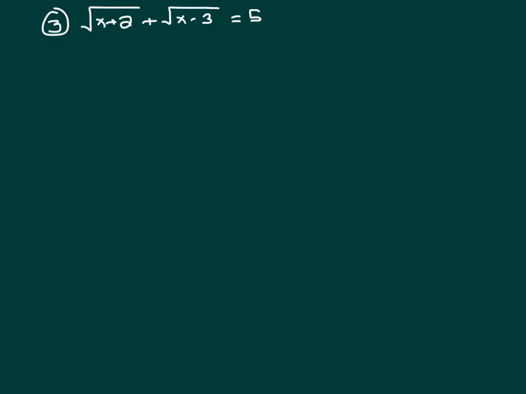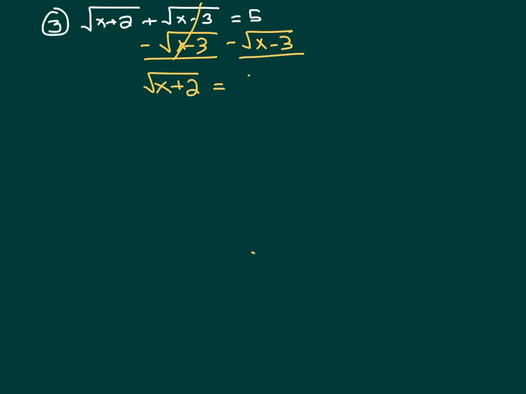Number 3 asks us to solve for x. Our first step is to isolate one of the radicals by itself on either side of the equation. So I'm just going to subtract the radical x minus 3 from both sides. And by doing so, I'm left with the radical x plus 2 all by itself on one side of the equation. Now, once you've isolated one of the radicals, all you have to do to get rid of the radical is to square it. But if you square the left-hand side of the equation, you also have to square the right-hand side of the equation to keep it equivalent.